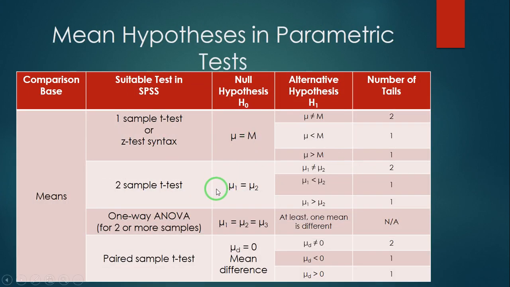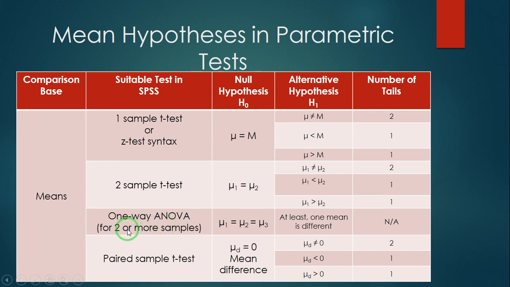If we have two sample sets, then we can easily run two sample t-tests, and the null hypothesis there is mu1 equals mu2, and the alternative hypothesis could be mu1 is unequal to mu2, which is a two-tailed test, and mu1 is smaller or greater than mu2, which are one-tailed tests.